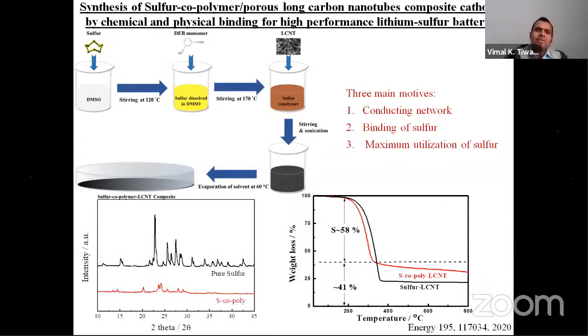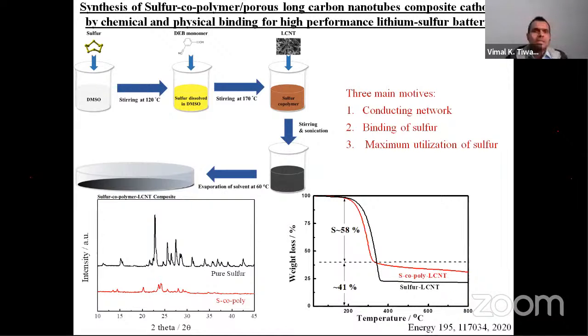And we did the XRD of this composite. Below in the XRD, you can see the top one is for pure sulfur, and the bottom is the sulfur copolymer. In the sulfur copolymer, there is no pure crystalline sulfur. So from XRD, we can say that there is complete polymerization of the sulfur.